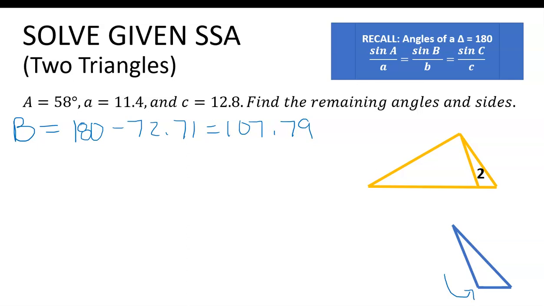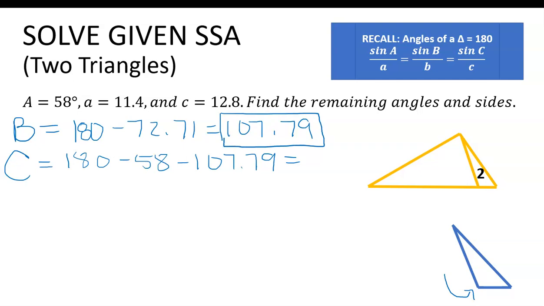So we now know 2 of our angles, so I can find angle C using the property of a triangle. So 180 minus the 58 that we already know, minus the 107.79 is going to give us, this was given actually. This was given because we found it from the other slide. But here we have 14.21. And remember, the angles are in degrees.